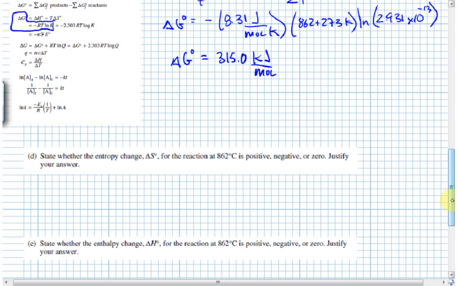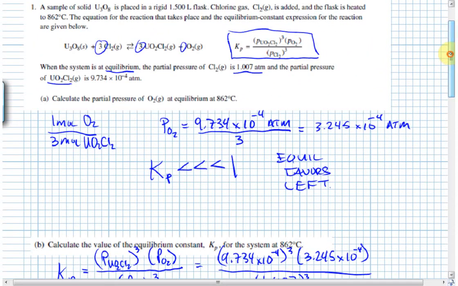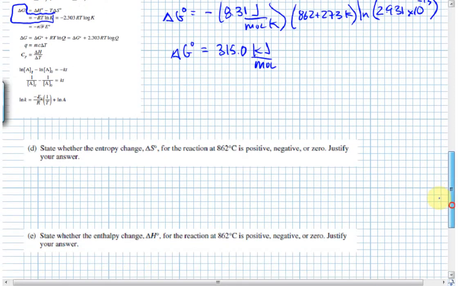Entropy change. Again, entropy is a measure of disorder. If we go back and look at the reaction, what's your prediction about entropy? We've got a solid plus a gas forming gases, and therefore we've got more gas particles on the right-hand side, fewer gas particles on the left-hand side. We've got that solid on the left-hand side. We've got greater disorder on the right and less disorder on the left. Therefore, the delta S for this reaction is definitely positive.